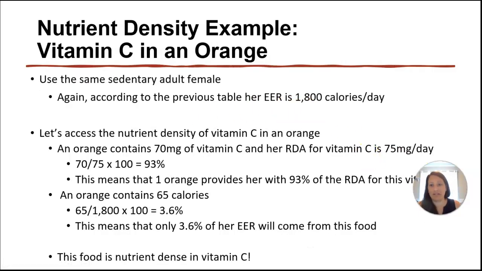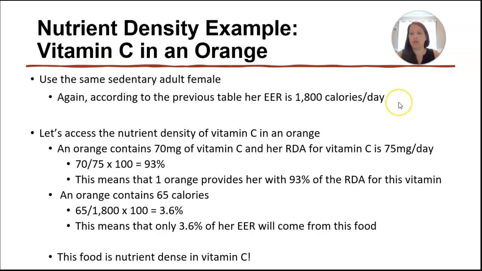We're going to go back to vitamin C. We love vitamin C. So you're going to eat an orange and you want to know, is an orange nutrient dense for vitamin C specifically? Okay. Again, let's say it's the same female, right? 32-year-old, or what I say, 40-year-old sedentary female. So we need to get her EER, right, for our second calculation. So her EER is 1,800 calories per day. So we have that number already.